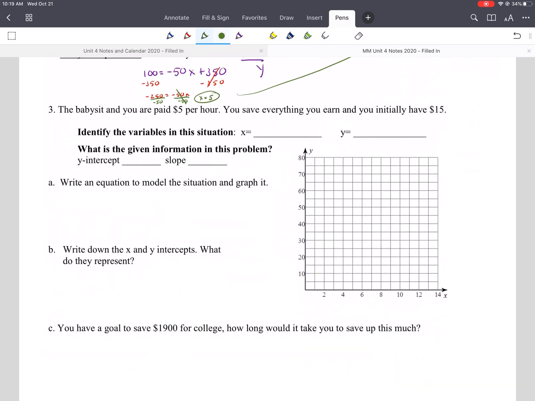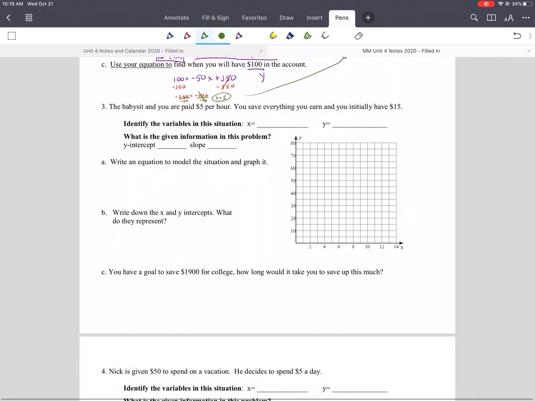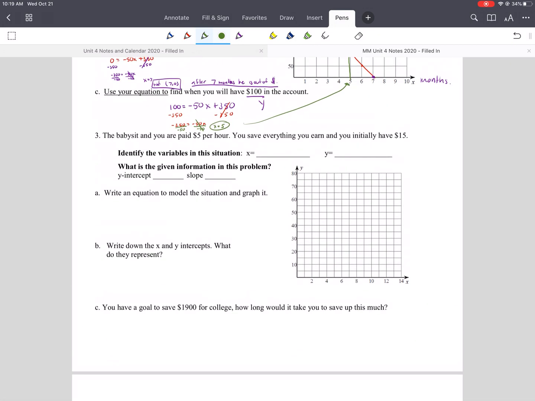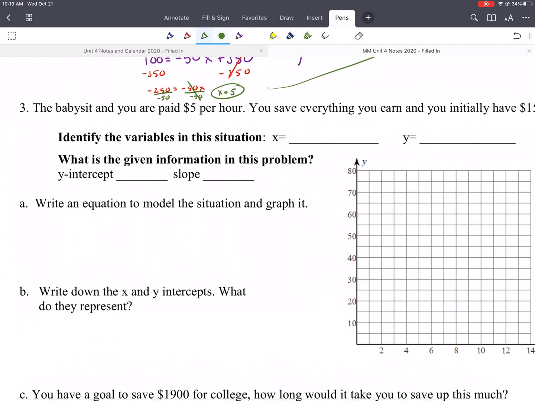All right, so I'd like you to practice, see if you can do 3 and 4 by yourself before I let you go to work on your homework. All right, so hopefully you gave this a try. Please give it a try if you haven't yet.